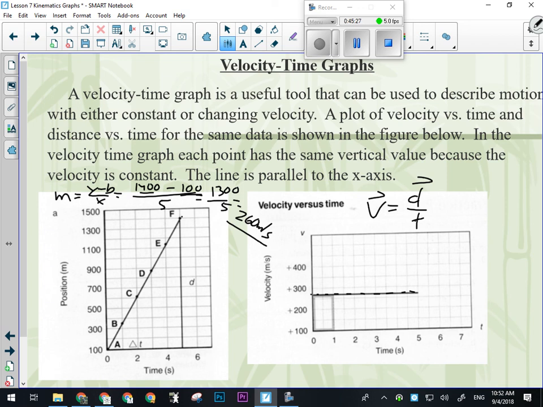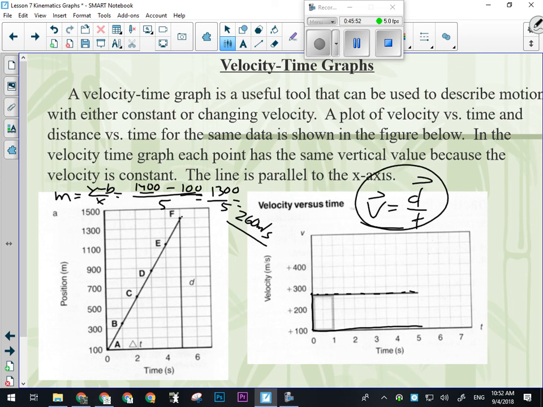Did I just calculate the area underneath that line? Did I just go height 260 times the base 5 seconds? You probably learned that in Science 10, right? If you calculate the area underneath the line, it gives you the displacement on a velocity time graph. The reason for that is it's just manipulating this formula.